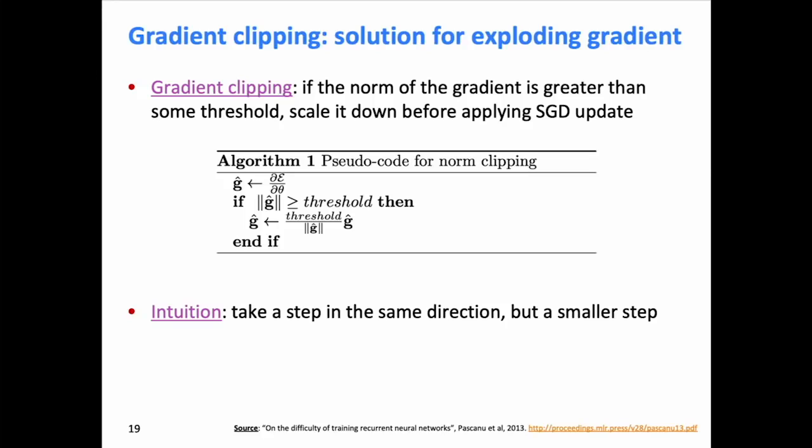Here I've got a screenshot of some pseudocode from the related paper that proposed gradient clipping, or at least some version of gradient clipping. And it's pretty simple, as you can see. G hat is the vector, which is the derivative of the error with respect to the parameters. And it's saying that if the norm of this gradient is greater than the threshold, then you just scale it down. But the important thing to note is that it's still pointing in the same direction. It's just a smaller step.